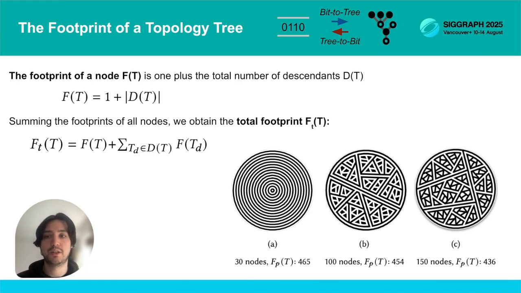It is very simple. The footprint of a single node of a tree is just 1 plus the total number of descendants of the node. And the footprint of the entire code is just the sum of the footprints of each single node. It is not super important to deeply understand this formula. What's important to know is that it scales quadratically with the height of the tree. And the height of the tree is what makes drawing it so complicated.